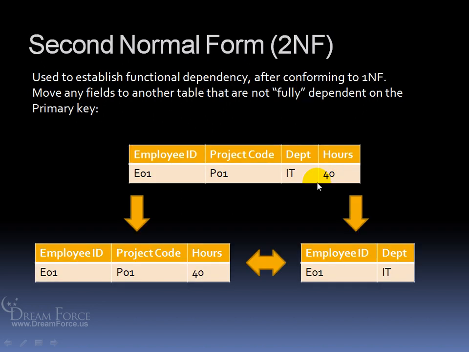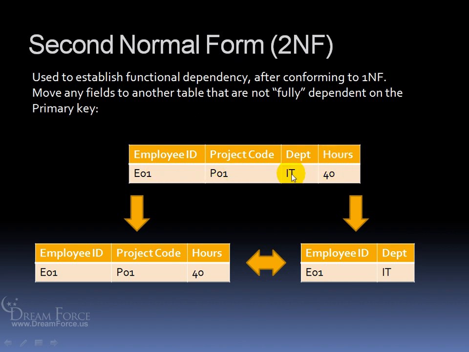Next, after you finish the first normal form, we have the second, and that's used to establish functional dependency after conforming, of course, to the first normal form, what we just covered. So what you want to do is move any fields to another table that are not, quote, fully dependent upon the primary key. So we have a table here. We have the employee ID, the project code, and the hours, because those are all dependent upon the employee ID.